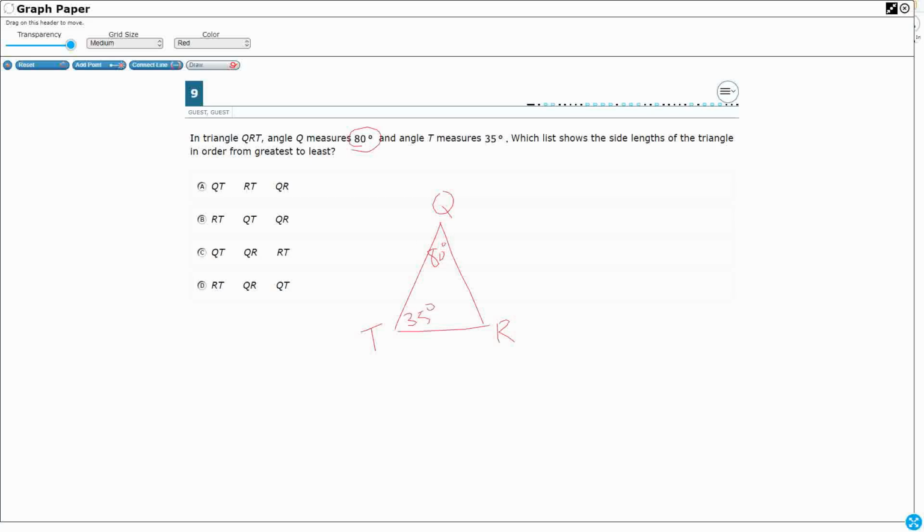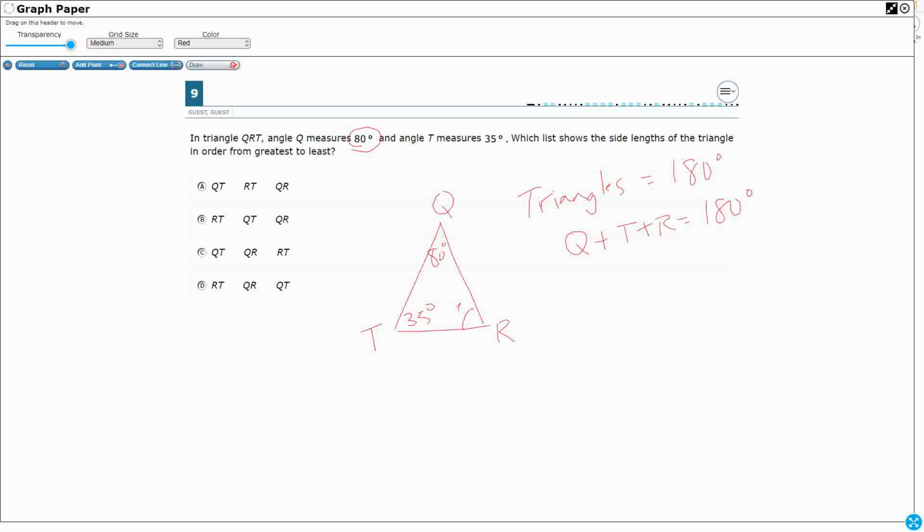They don't tell me what angle R is, but they want to show the side lengths in order from greatest to least. Okay, well, first what I want to do is draw a better picture, which means I need to figure out, if I want a better picture, what is this missing angle? Well, I know that triangles have within them the sum of their angles is 180 degrees. So if I want to figure out what angle R is, that means angle Q plus angle T plus angle R is going to equal 180.